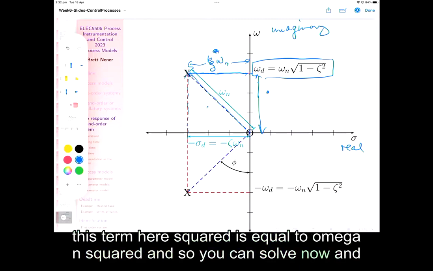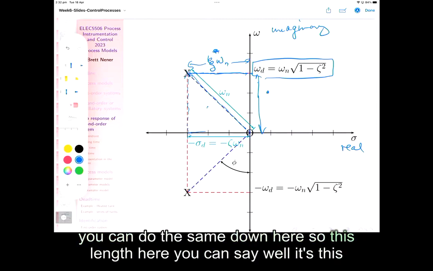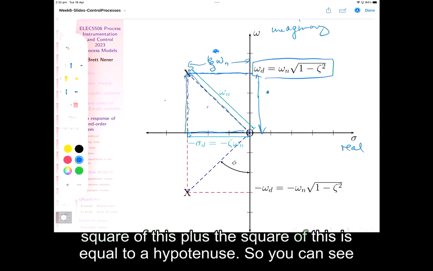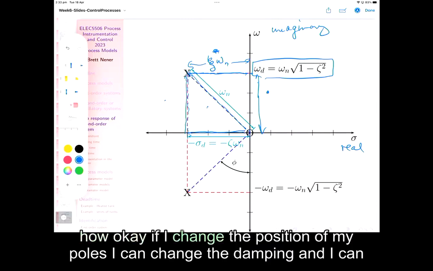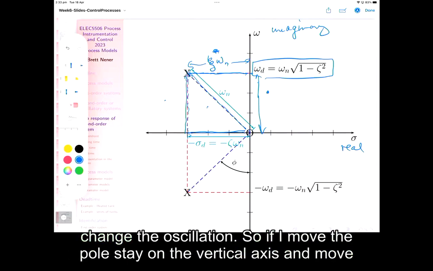And so you can solve. And you can do the same down here. So this length here, you can say, well, the square of this plus the square of this is equal to the hypotenuse squared. So you can see how, if I change the position of my poles, I can change the damping and I can change the oscillation.